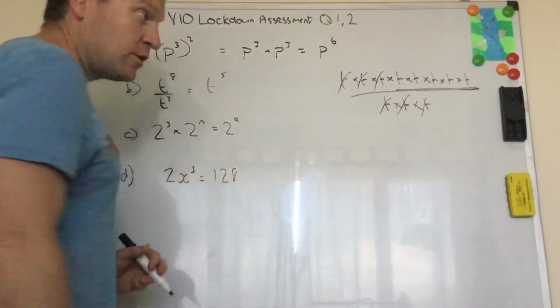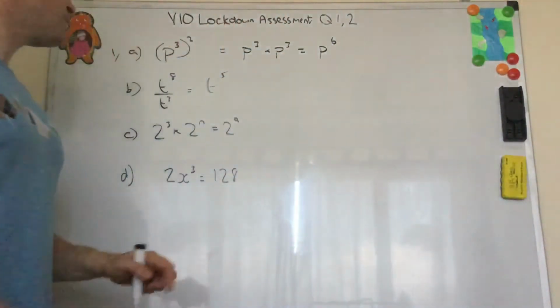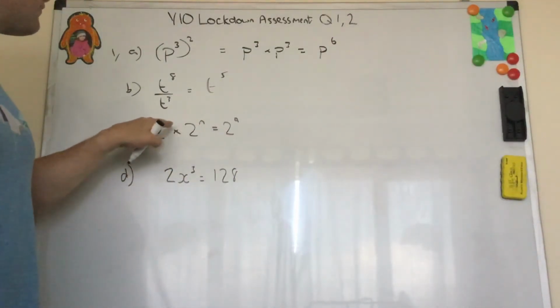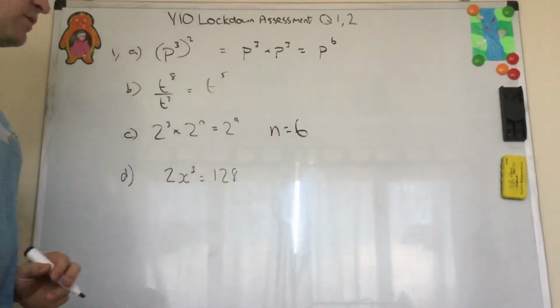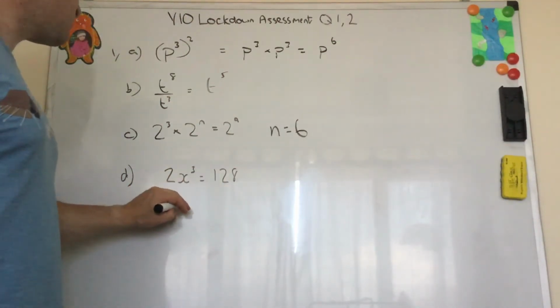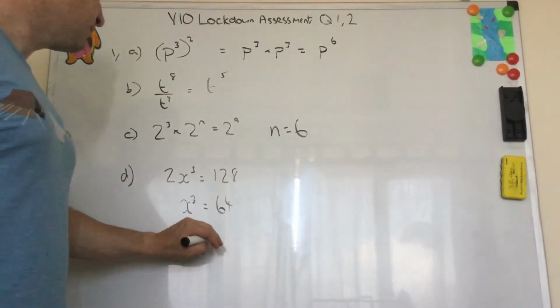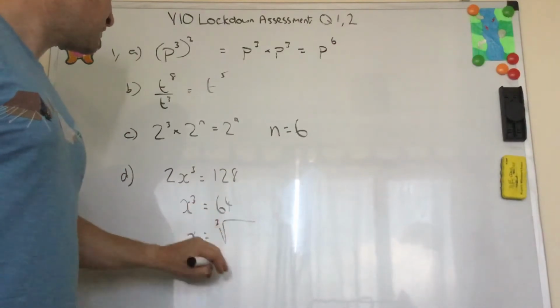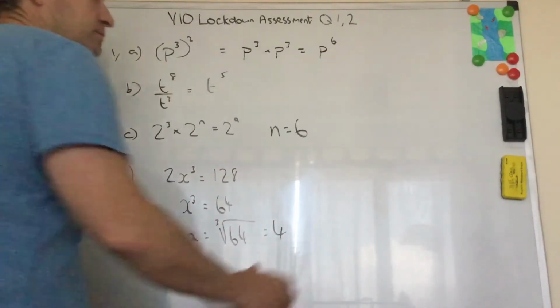Okay, 2 cubed times 2 to the n equals 2 to the 9. So when we multiply with indices, we add them together. So 3 add what number is 9? n must be 6. Okay, and d, 2x cubed is 128, so we divide by 2. x cubed is 64. Opposite of cubed is a cube root, so x is the cube root of 64, which is 4.